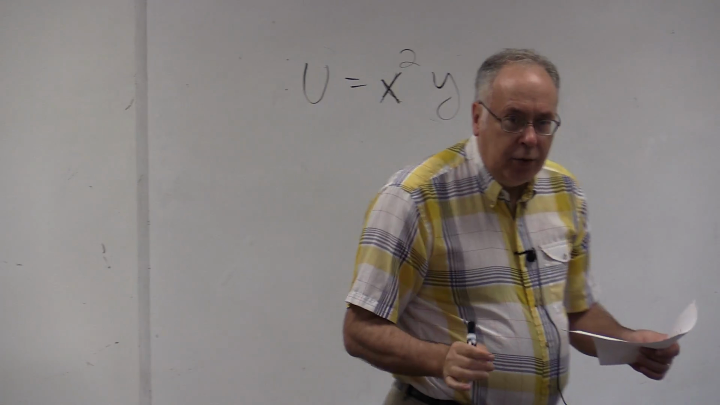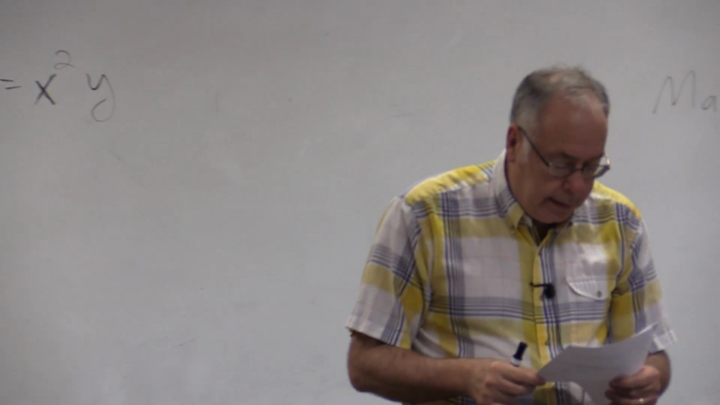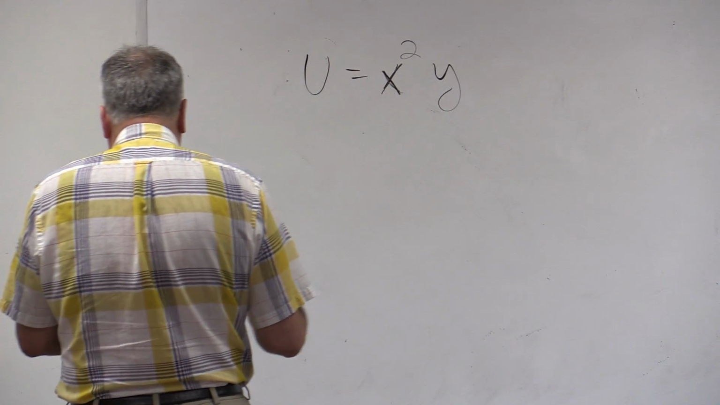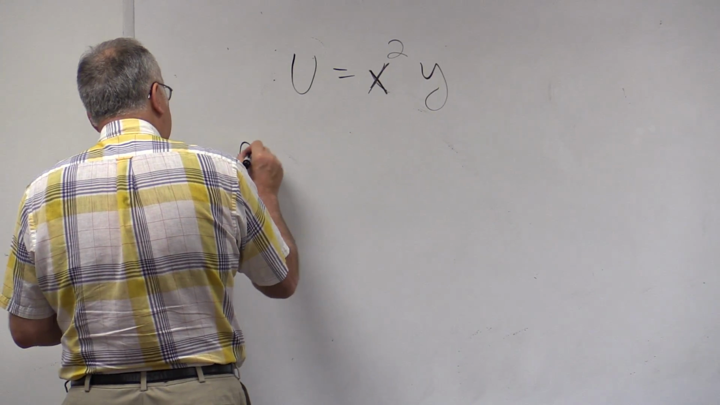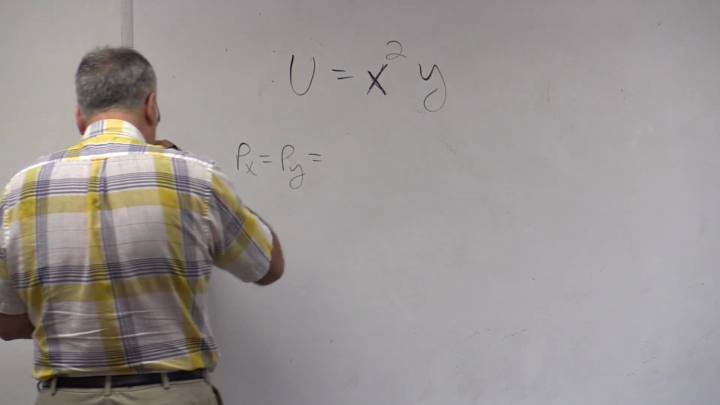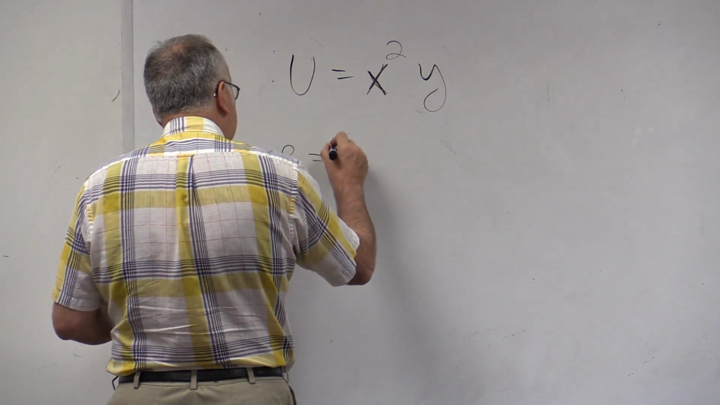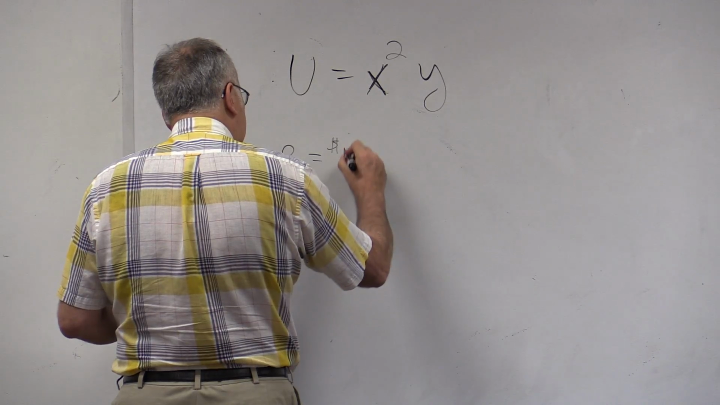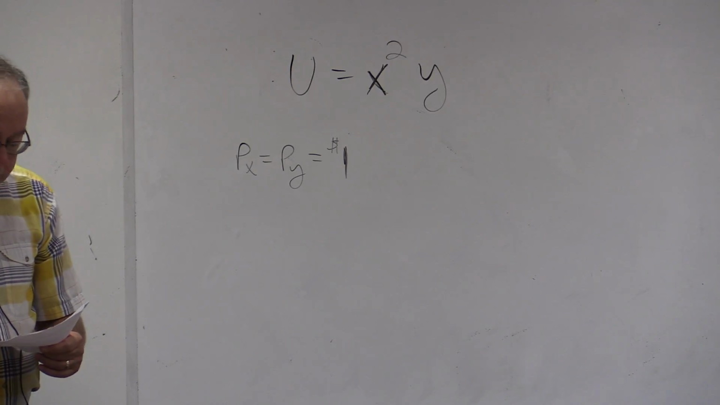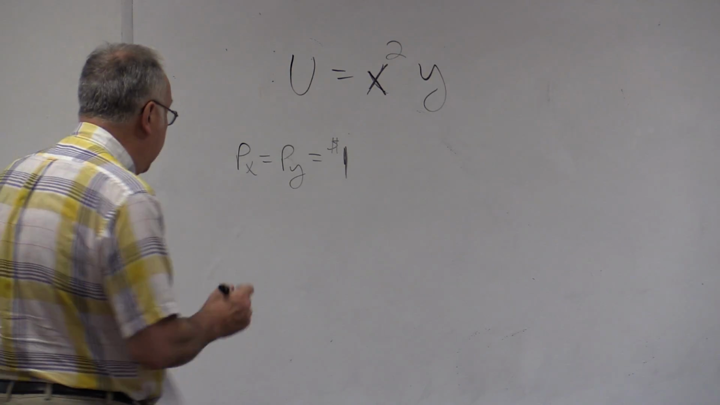Where x is the number of donuts per week, and y is the amount of coffee per week. Ian really likes donuts, don't you, Ian? Okay. The price of donuts and the price of coffee are each $1. Coffee is measured in cups, and donuts in quantity of donuts. Ian has a weekly income of $50.